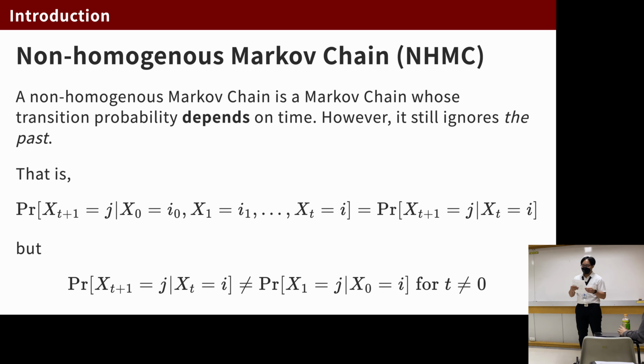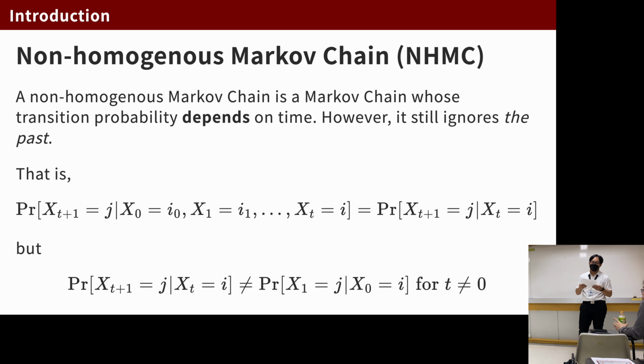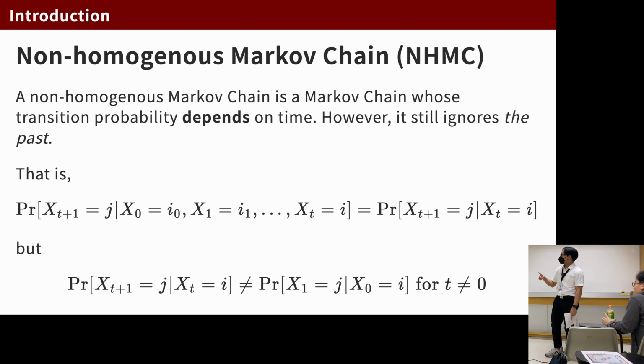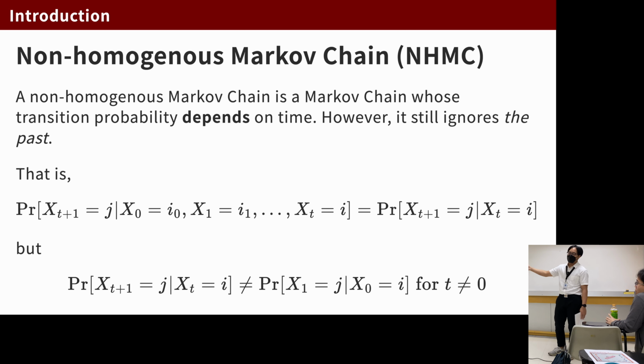Anyways, let's start with what a non-homogeneous Markov chain is. Basically, it's a Markov chain that depends on time, but not the past. You can think of it like a time continuous Markov chain, but you can't shift it around. For example, the probability that you go to state j given that you start at state i is not going to be the same as going from i to j in state 1 and in state 0 to 1, which is the second probability.